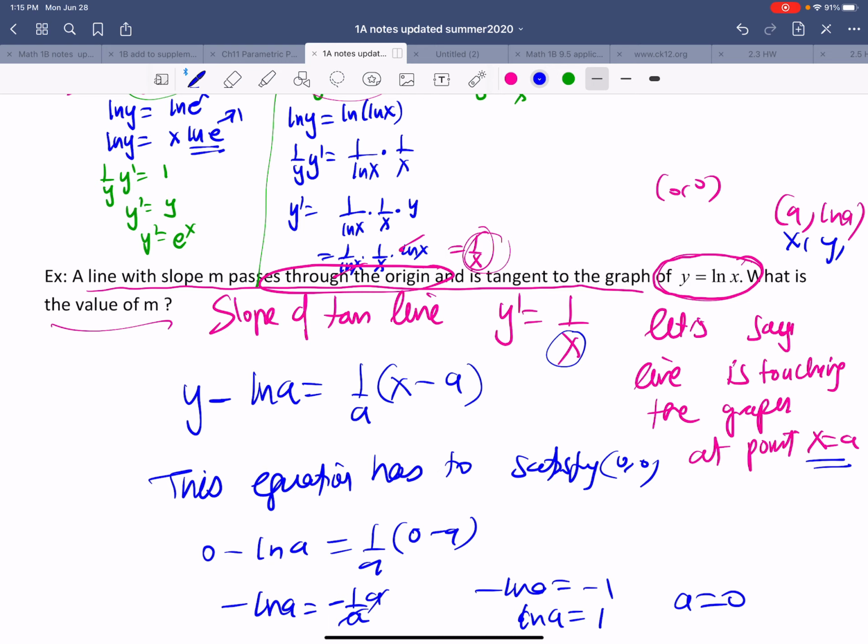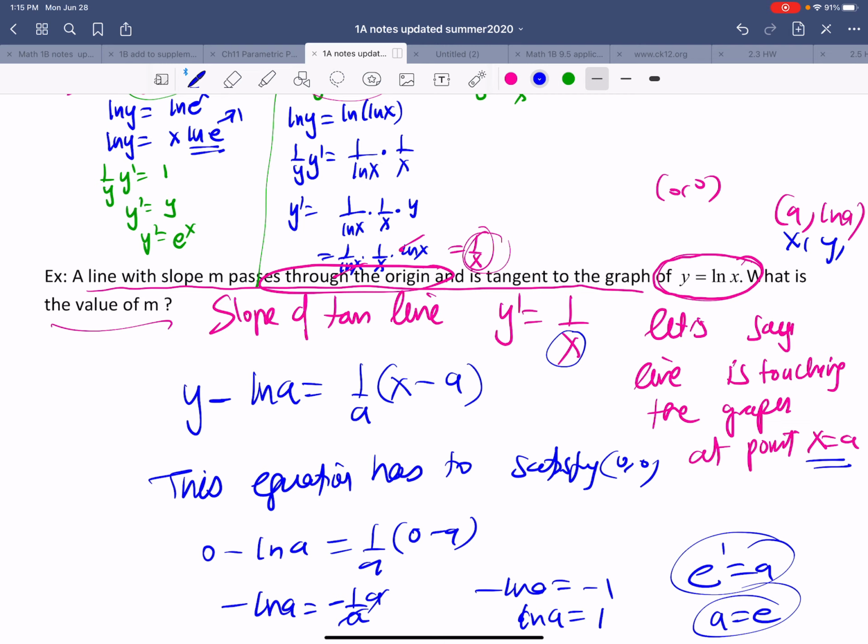Oh no, a is not going to be 0 here. Natural log of a is 1, so e raised to the power 1 is equal to a. A turns out to be e.